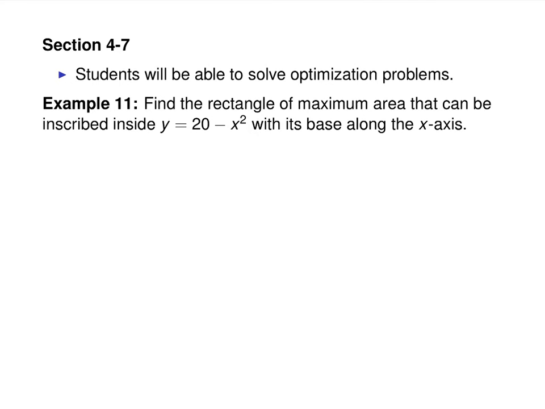Okay. So find the rectangle of maximum area that can be inscribed inside of this parabola with its base along the x-axis. You had almost the exact same question on your quiz, except your equation was like 3 minus x squared. So what does 20 minus x squared look like roughly? It's an upside down parabola shifted up 20. So 20, and it's something like this shape.